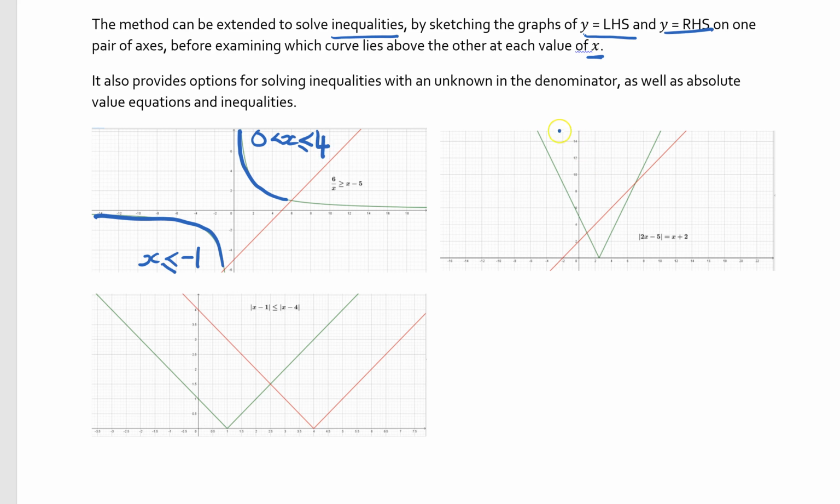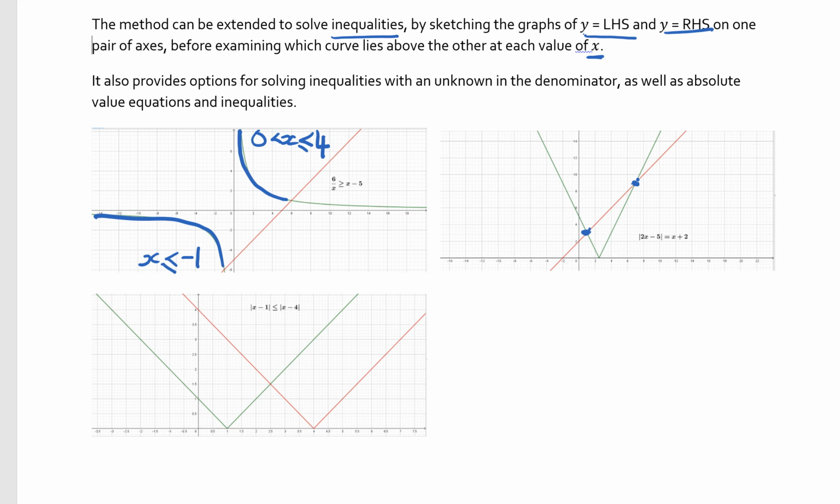Now, it's also really good for absolute value equations as well. So if we had this absolute value equation to solve, the mod of 2x minus 5 equals x plus 2, our option is to draw the mod of 2x minus 5. So that is our V shape shifted to the right by 5 on 2, 2.5. You might be able to just see that there. And x plus 2 running up there. So we could read those 2 solutions off the graph if it was drawn carefully.